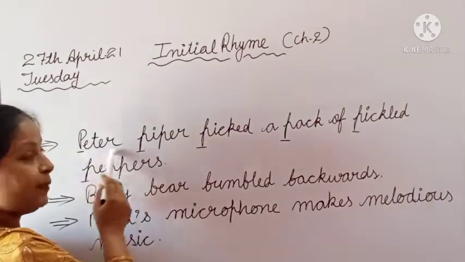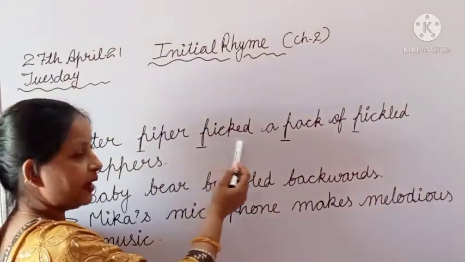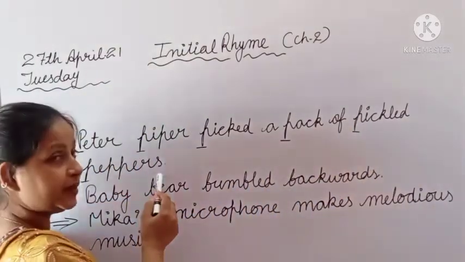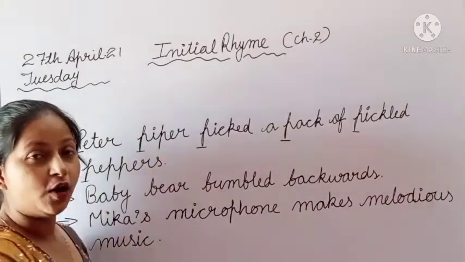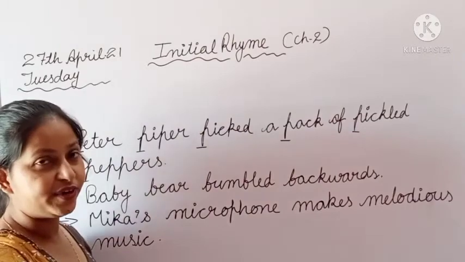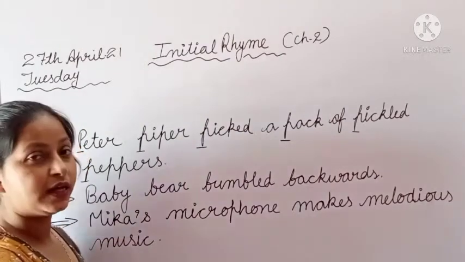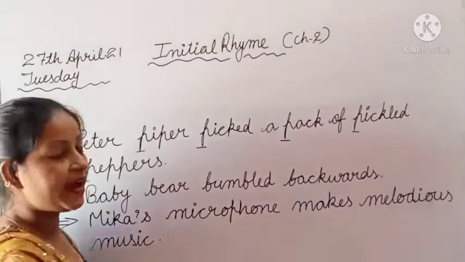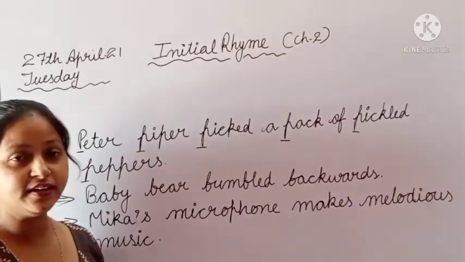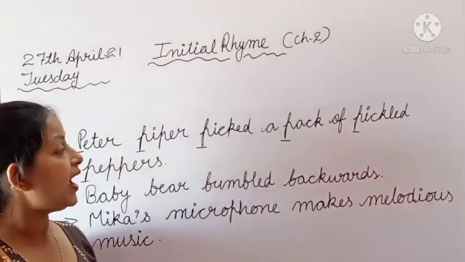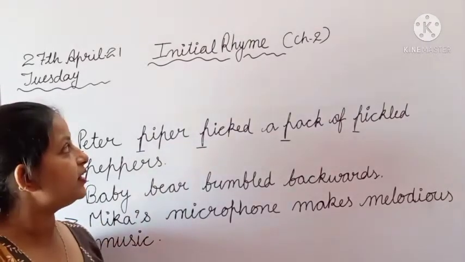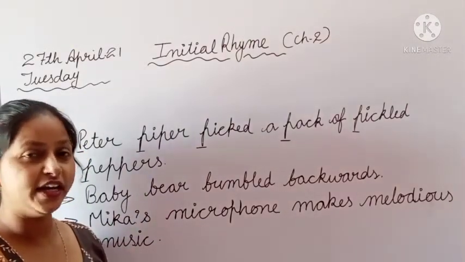Peter Piper picked a peck of pickled peppers. Now you know the sounds of each and every word. The first sound of each and every word is P. Okay students, they are identical and similar sounds. When we have similar sounds in the sentence, then we call it initial rhyme.